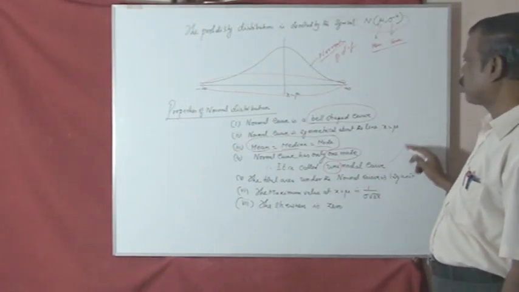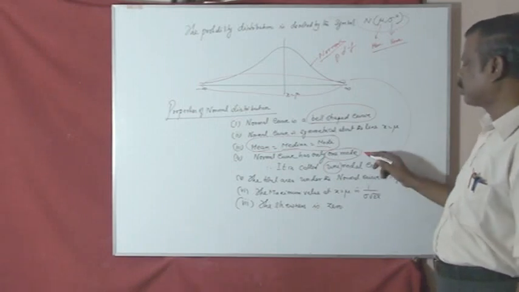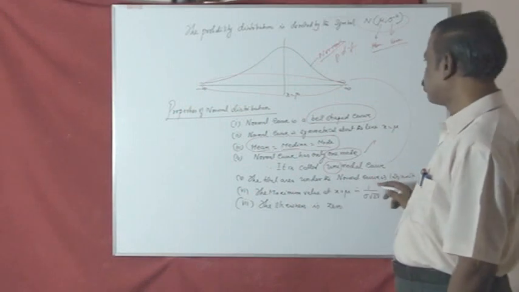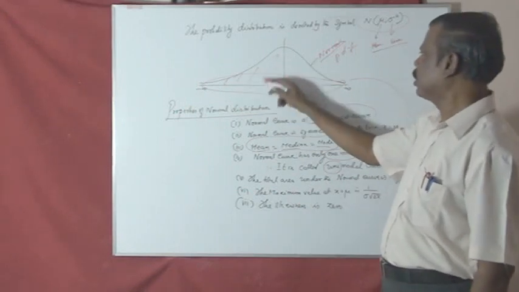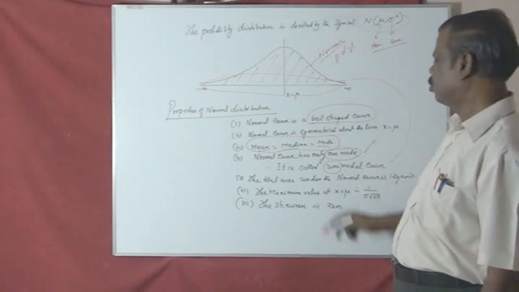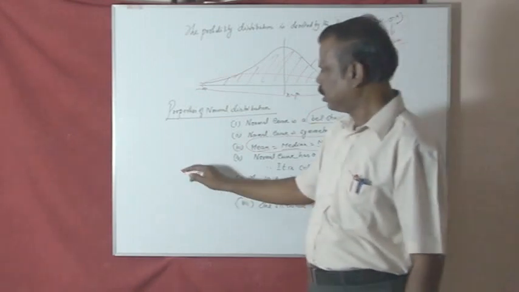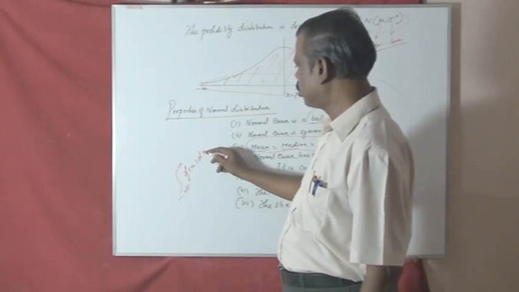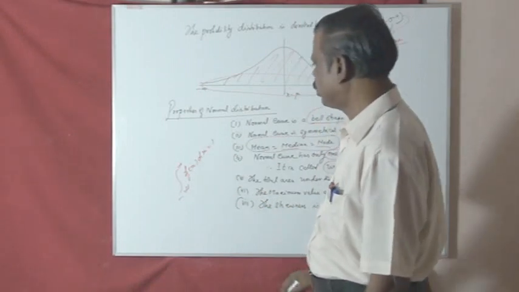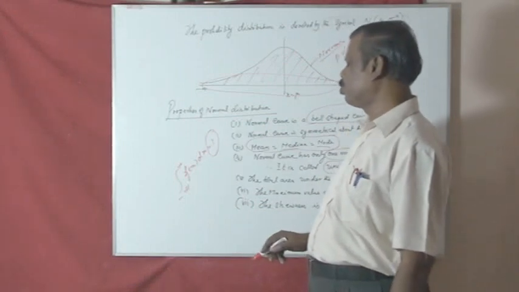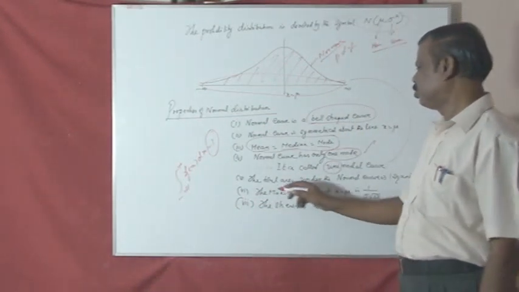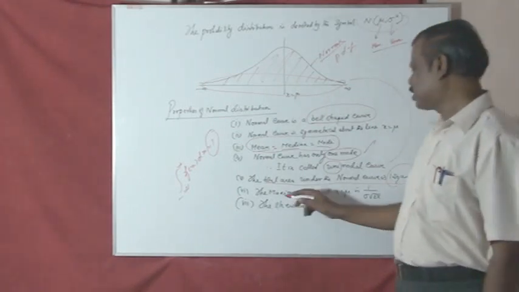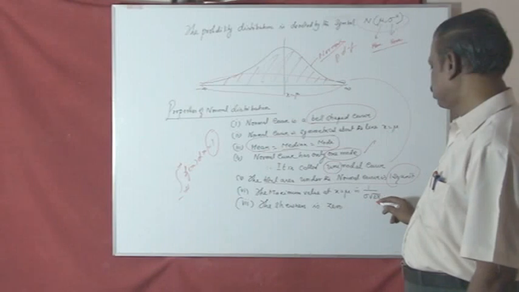The normal curve is also called unimodal curve because it has got only one mode. So the total area under the normal curve is what? 1 square unit. Why? Because the integral from minus infinity to plus infinity of f of x dx is equal to 1. This is a property of the probability density function. Therefore, this 1 denotes the total probability value. So the total area under the normal curve is 1 square unit. The maximum value at x is equal to mu is 1 by sigma root 2 pi.